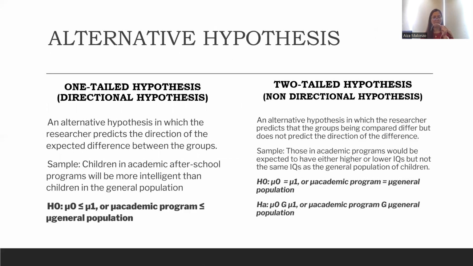So just an example, children in an academic after-school program will be more intelligent than children in the general population. That's for the one-tailed hypothesis. On the other hand, for the two-tailed hypothesis, the academic program would be expected to have either higher or lower IQs, but not the same IQs as the general population of children.